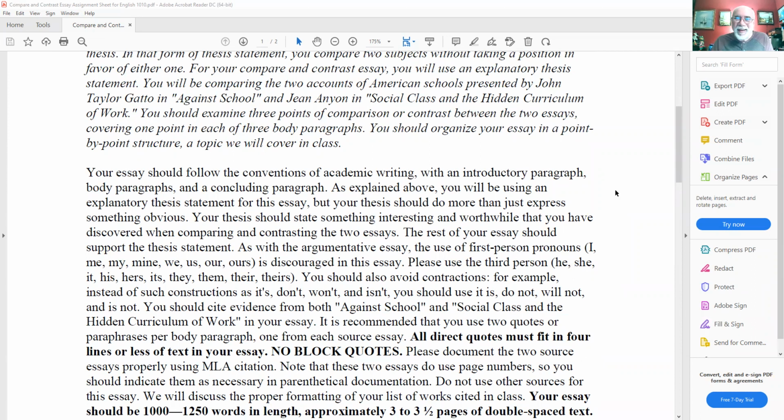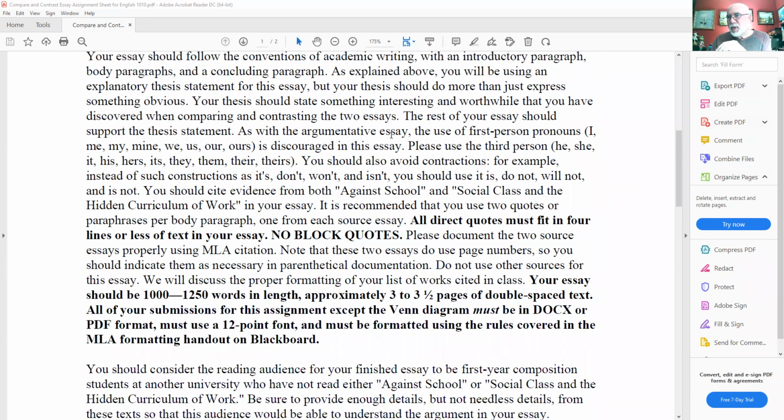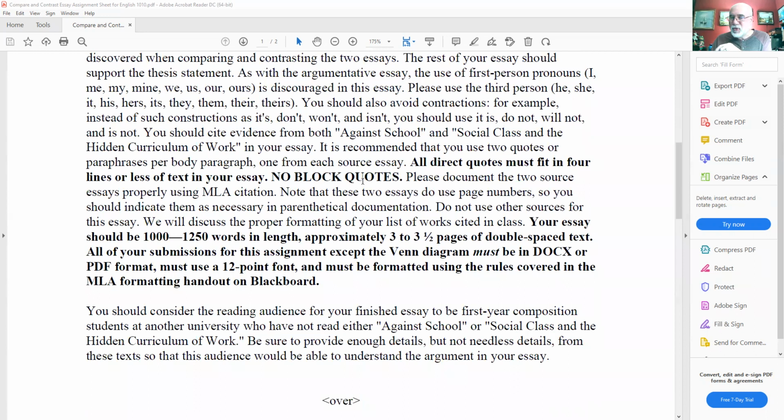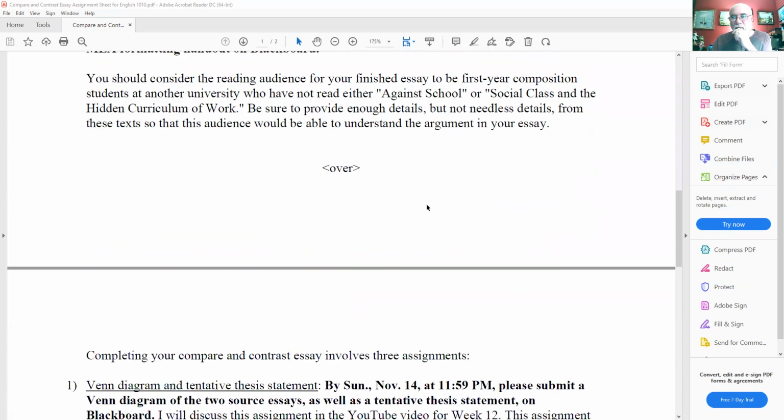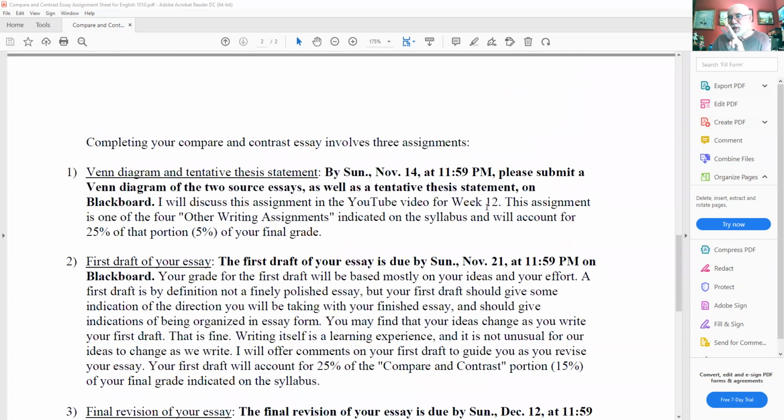Okay. So I want you to read this over. A lot of this is the same as it was for the argumentative essay. And you can see now I've put in writing, in bold, no block quotes. Most of this is pretty much the same. You'll see the three components of this.